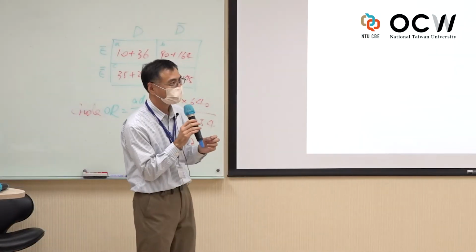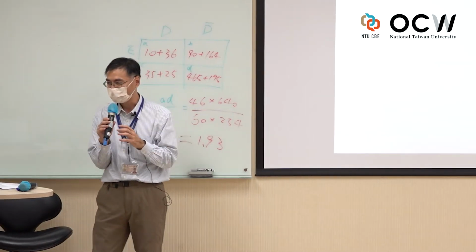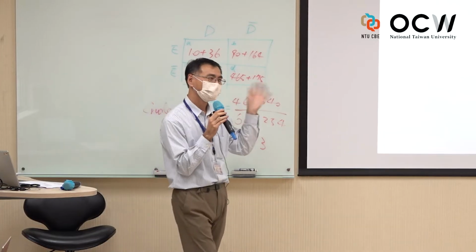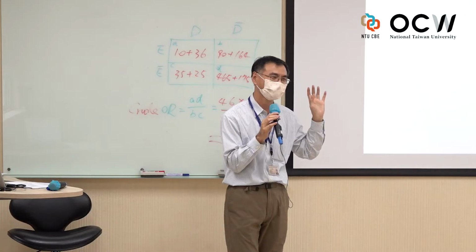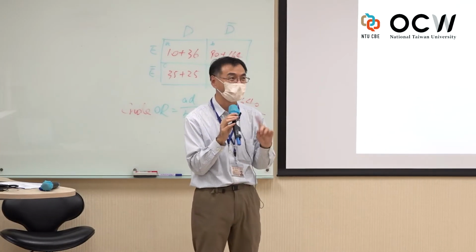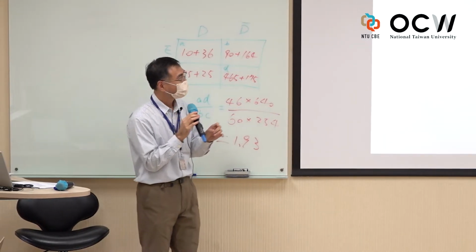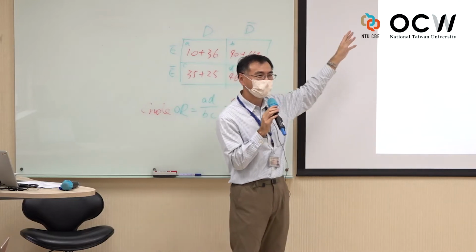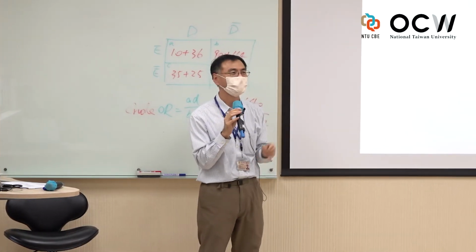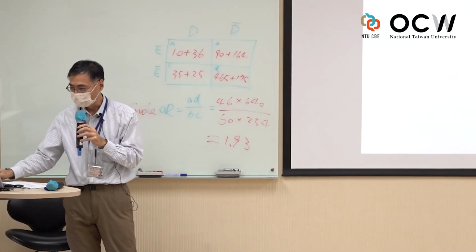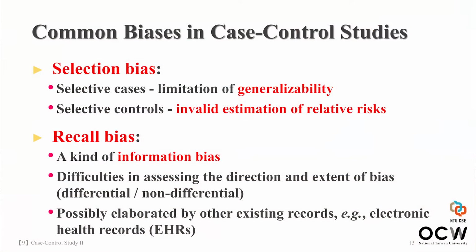Okay, so let's move on to something more exciting: selection bias. A lot of people think that selection bias is easy. If the exposure or the outcome is selective, then it's selection bias. No, not at all. It's not that straightforward. A selective exposure or selective outcome does not necessarily lead to selection bias. Why? You need to pay more attention. Let's talk about the case control study first.